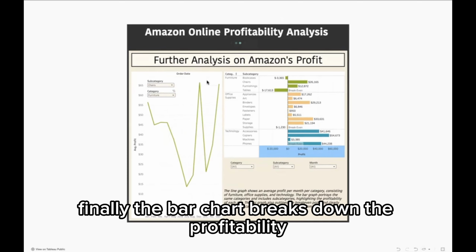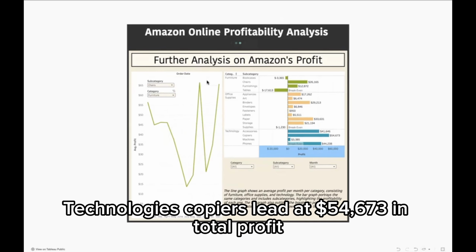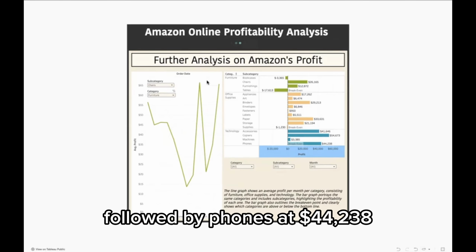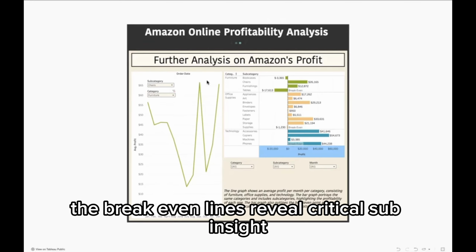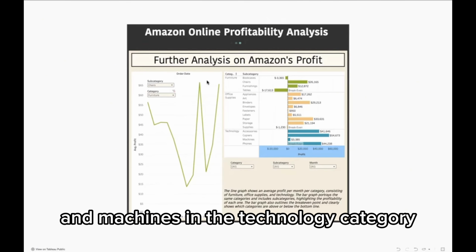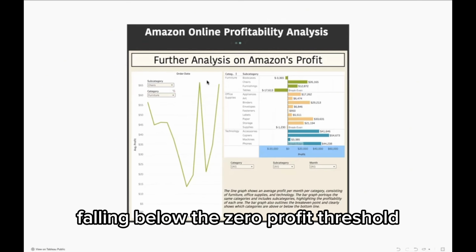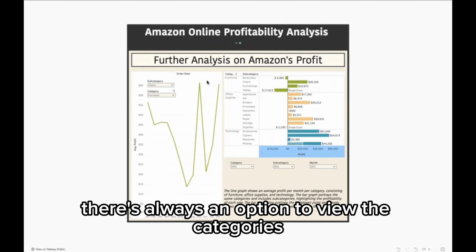Finally, the bar chart breaks down the profitability by subcategory. Technology's copiers lead at $54,673 in total profit, followed by phones at $44,238. However, the break-even lines reveal critical insight. Several subcategories like tables in the furniture category and machines in the technology category are actually losing money, falling below the zero profit threshold.